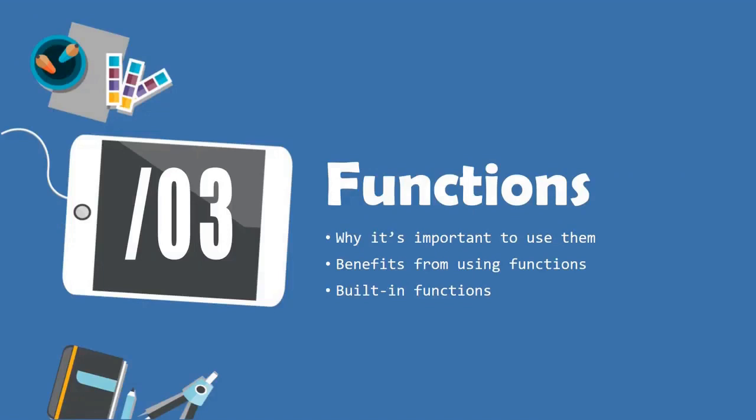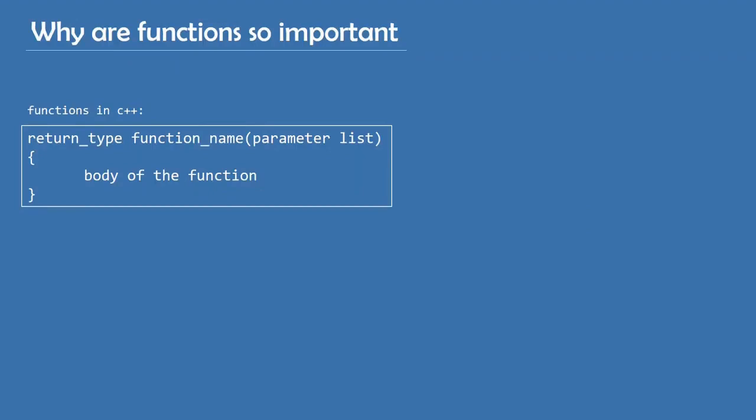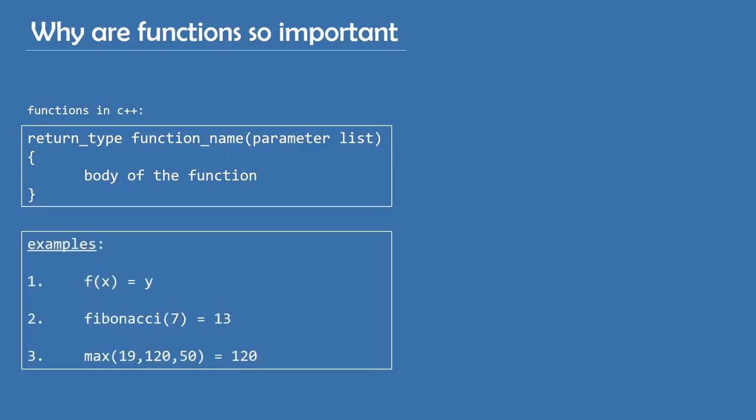Concept number 3, functions. So we all know how functions work. You have a function name and the function parameters. If you want to call a function, you type its name and the parameters in parentheses. For example, Fibonacci of 7. As a result, the function will return a value of 13. In this case, the return type is integer, the function name is Fibonacci, and the only parameter is 7.